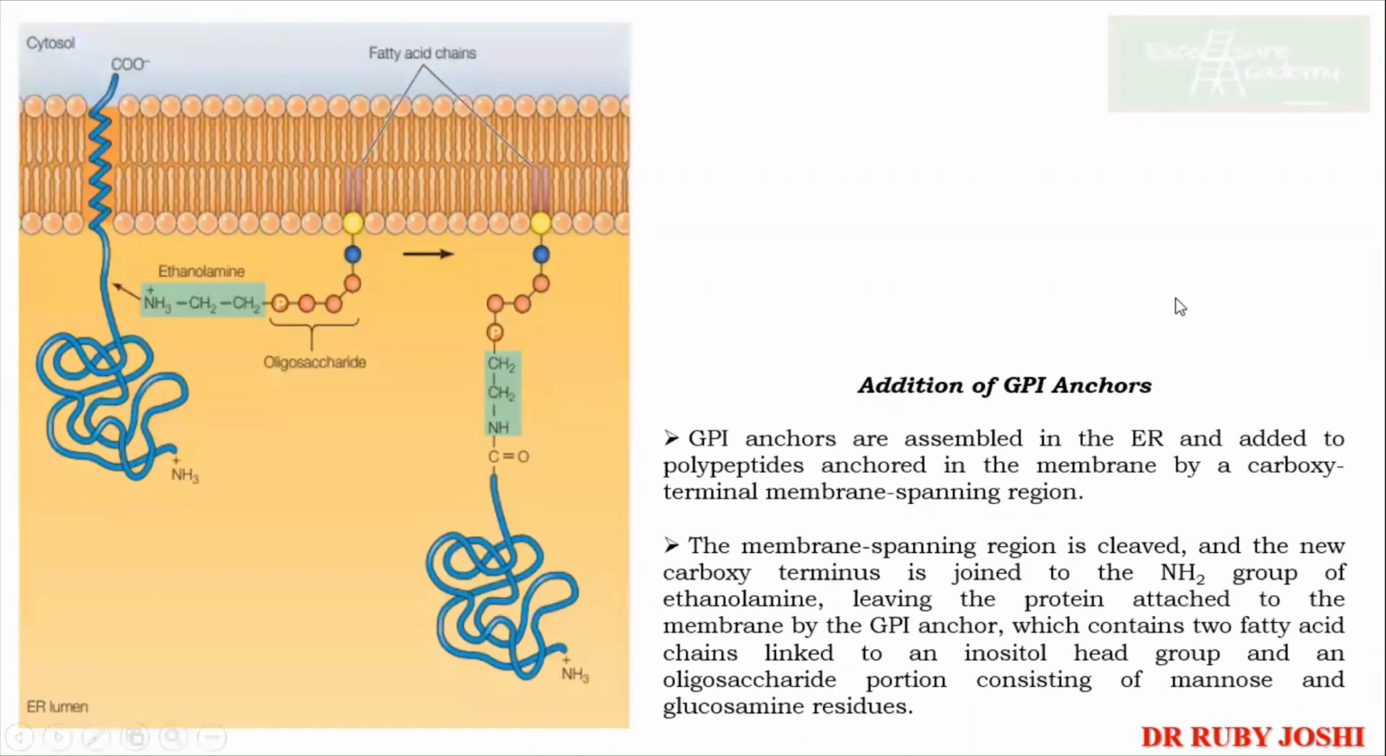Now the addition of the GPI anchors, same thing. They are assembled in the ER and added to the polypeptides anchored in the membrane by a C-terminal membrane spanning region. So you can see it over here. This is your protein, here is your oligosaccharide, attached with fatty acids here. Now this ethanolamine group will make the peptide bond with the C terminal of your protein. So it will attach here. Now whatever is remaining, the hydrophobic region that remains, what happens to this? It is no longer a functional protein, so it will go for degradation. Guys, are you able to follow me?